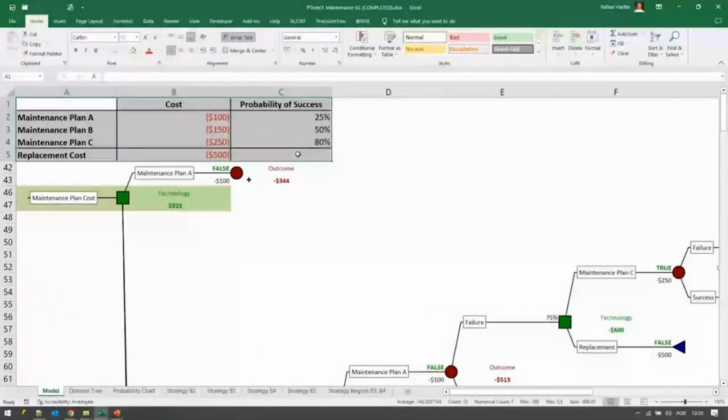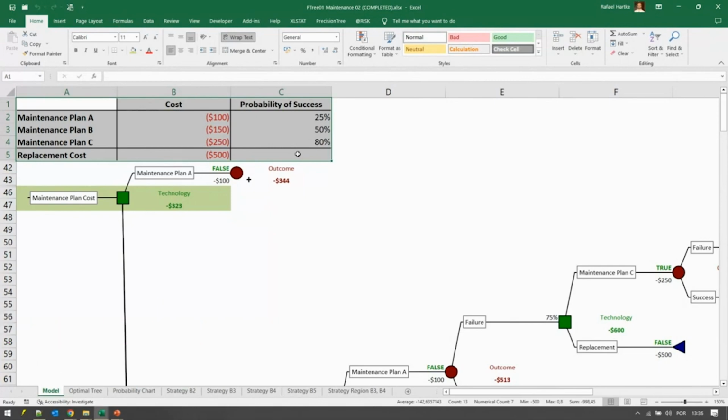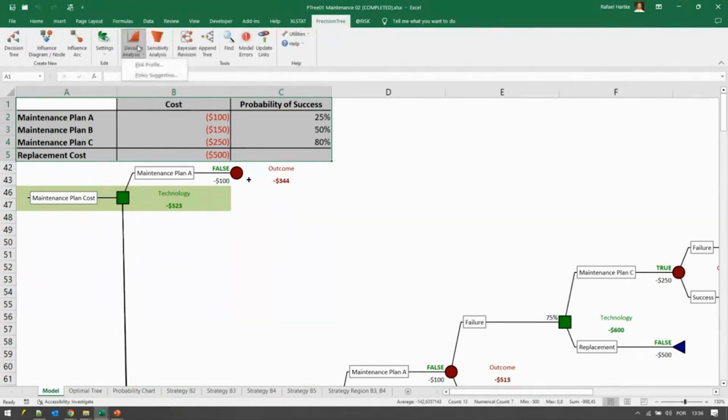We may now work with the sensitivity analysis and figure out how small changes or large changes in these numbers might change our decision process. Okay, so PrecisionTree has a number of reports and analyses that will help us understand what the possible outcomes are, what the best strategy is, and what the alternatives are when you trigger one or another.